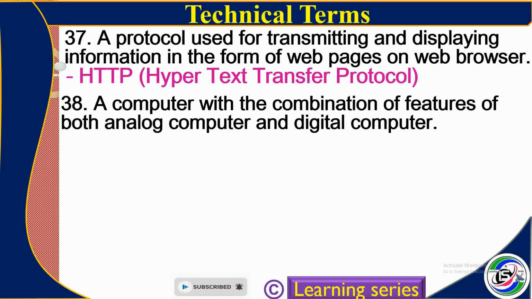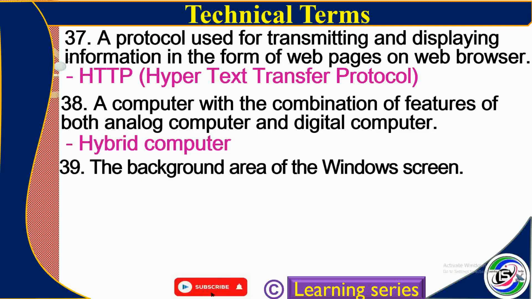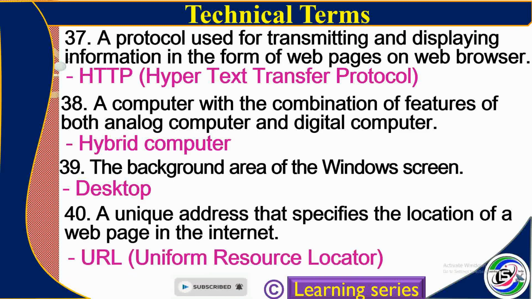38. A computer with the combination of features of both analog computer and digital computer. Hybrid computer. 39. The background area of the Windows screen. Desktop. 40. A unique address that specifies the location of a web page in the internet. URL, Uniform Resource Locator.